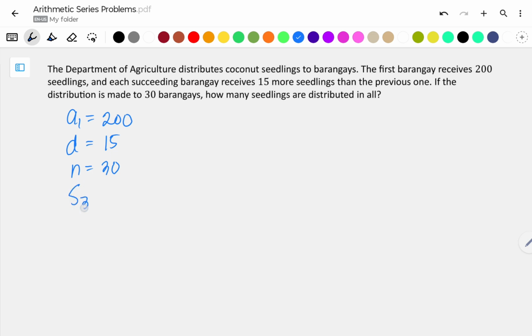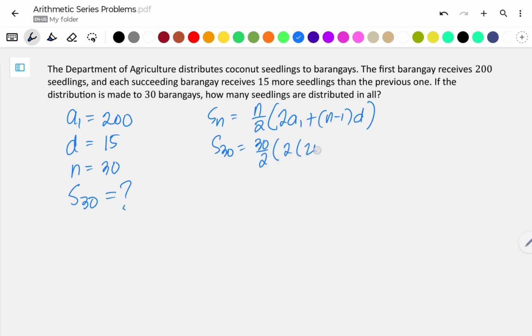So that will be S sub 30. S sub N equals N over 2 times 2A sub 1 plus N minus 1 times D. So S sub 30 is 30 over 2 times 2 times 200 plus 30 minus 1 times the common difference, which is 15.